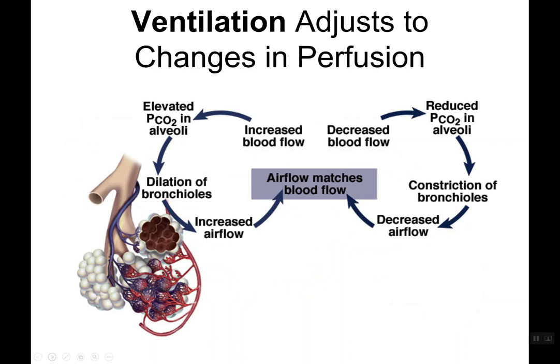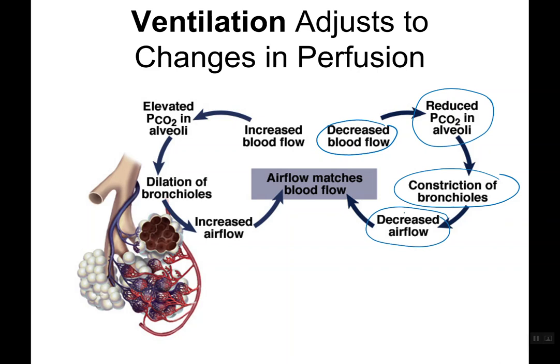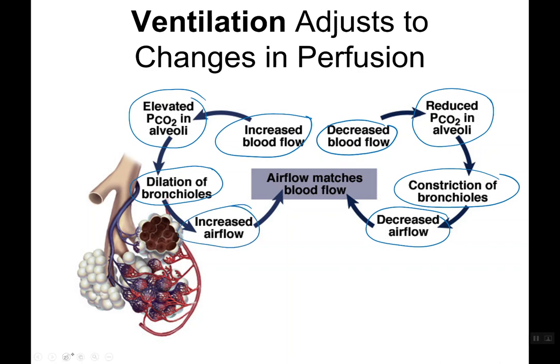And ventilation adjusts to changes in perfusion as well. We, of course, know that this is partially due to your pneumotaxic and apneustic centers, but also due to the following. Let's say you have decreased blood flow to an alveolus. That means you're going to have reduced PCO2 in the alveolus, constriction of the bronchioles, and decreased airflow. Increased blood flow means you're going to have elevated PCO2 in the alveoli, because you're dumping CO2 out, meaning dilation of bronchioles and increased airflow. So in this way, airflow matches blood flow as well.